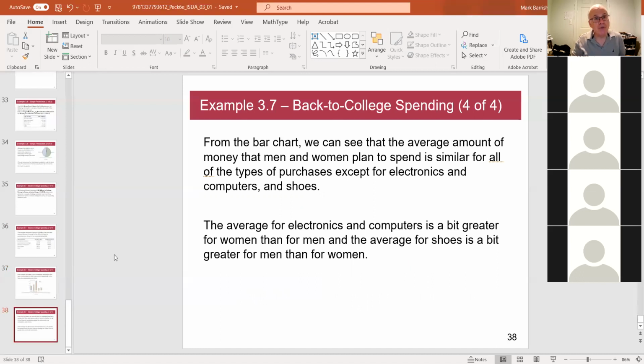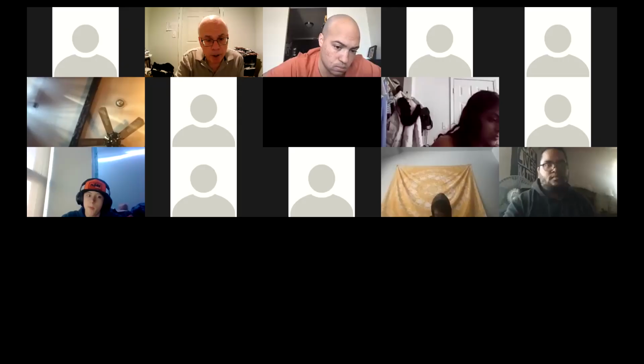Any questions about this section 3.1? Just a nice introduction to categorical data and looking at both bar charts and pie charts, many of which were comparative charts. Any questions about that? No? All right. So now we're going to go to the next section, and it's on quantitative data now.